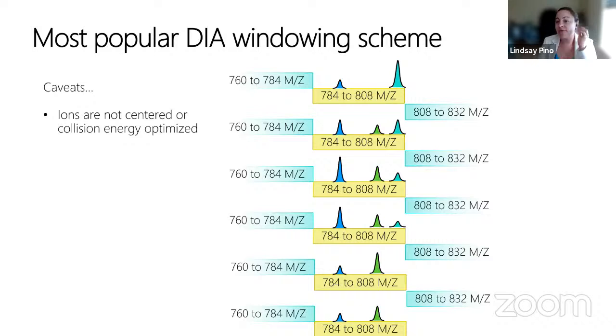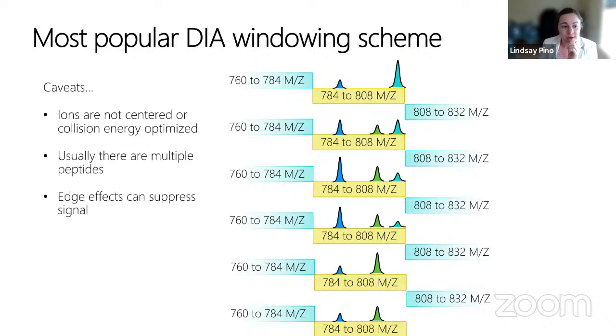So for DIA, you have a fixed collision energy across your entire experiment. And the ions aren't going to be perfectly centered in this bucket of isolation values. So you might get some peptides that are kind of on the edge. There's almost always going to be multiple peptides in the window. And these edge effects, if you have a peptide sitting on the edge, the quadrupoles in the mass spectrometer aren't perfect at transmitting ions. So towards the edge of the windows, you'll get decreased efficiency.